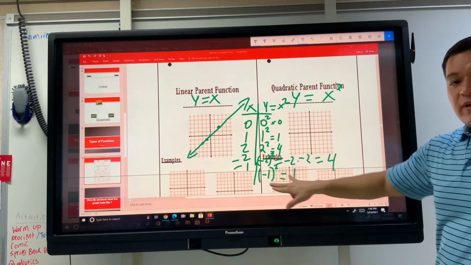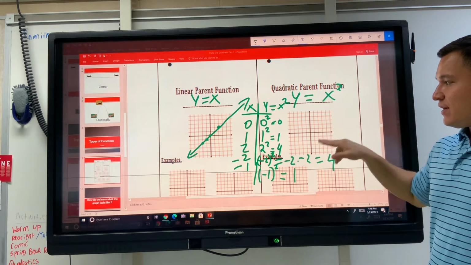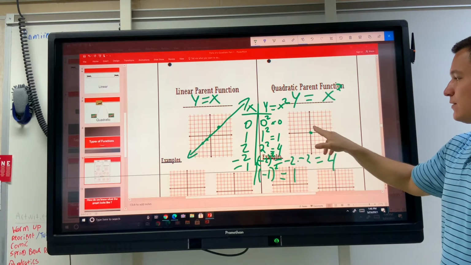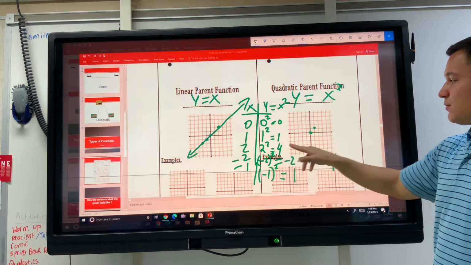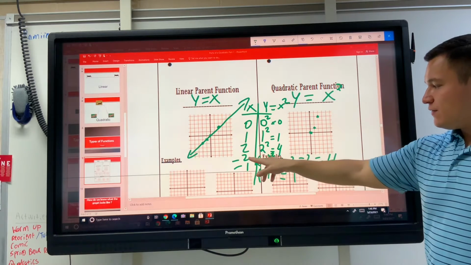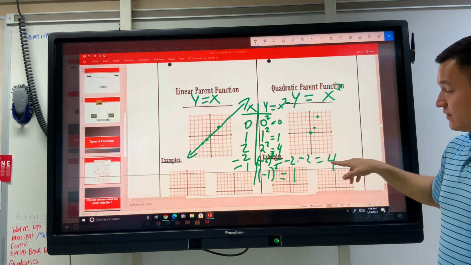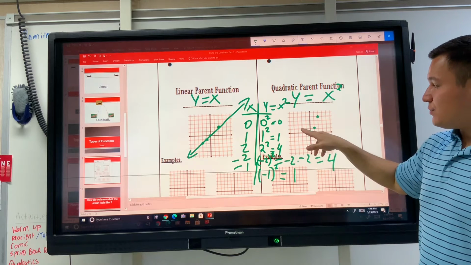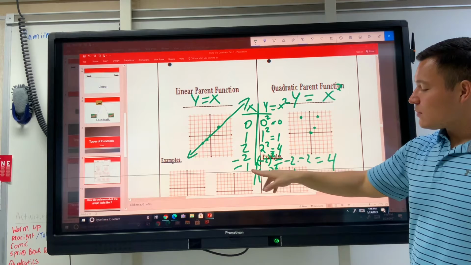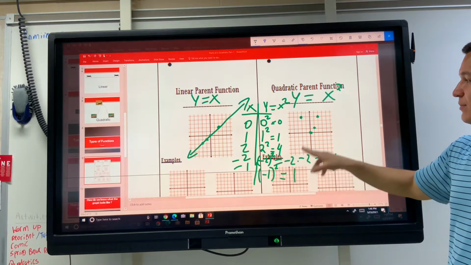I have a good amount of points, so now let's just put these on this graph. 0 goes with 0. 1 goes with 1. 2 goes with 4. -2 goes with +4. -1 gave us a +1.